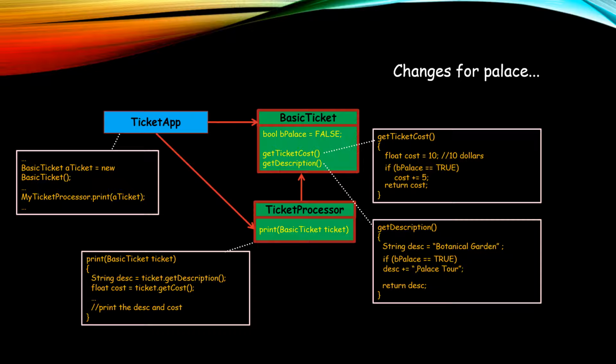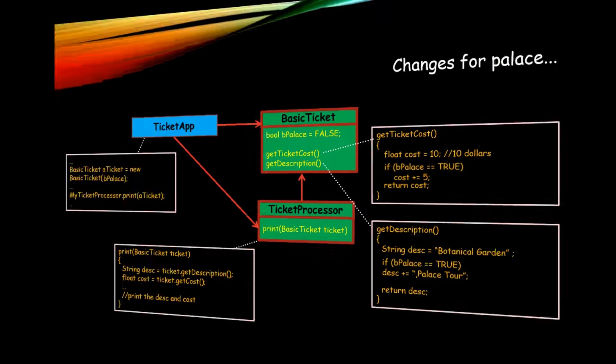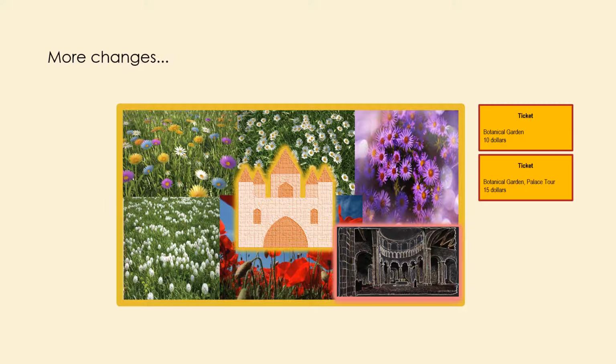If yes, it will concatenate a string palace tour to the variable which is initially set to the string Botanical Garden. Ticket app class will have knowledge about the preference of the visitor. Therefore, it will now pass a Boolean when constructing basic ticket object. This Boolean parameter will be set to true if palace tour needs to be included. Rest of the code remains the same. The software is running just fine with your changes for the palace tour.